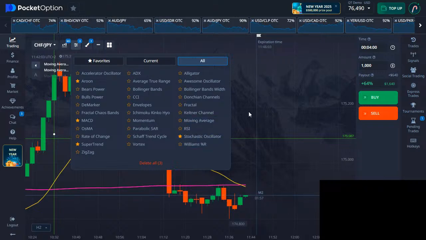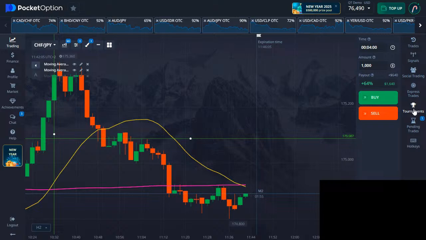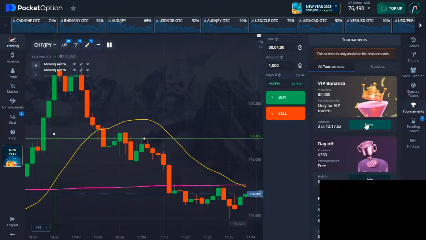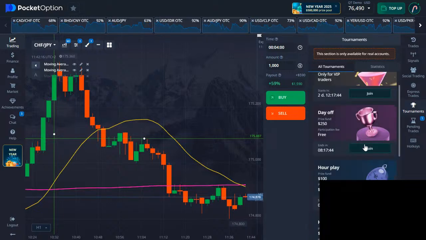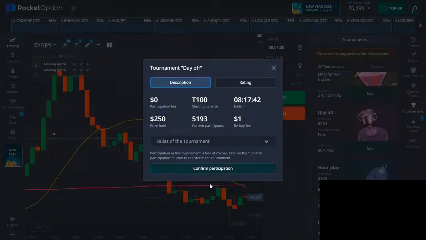Oops, let me move to the tournament. Only for VIP traders. That's nice. $2,000. Come on. So let's join the free event.